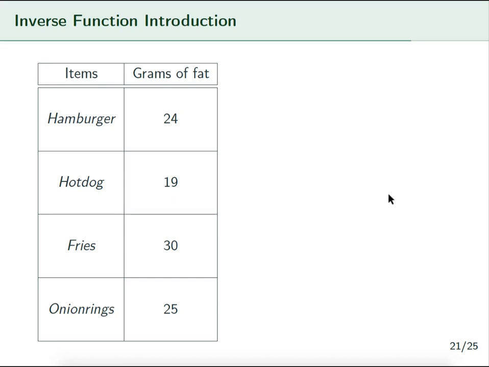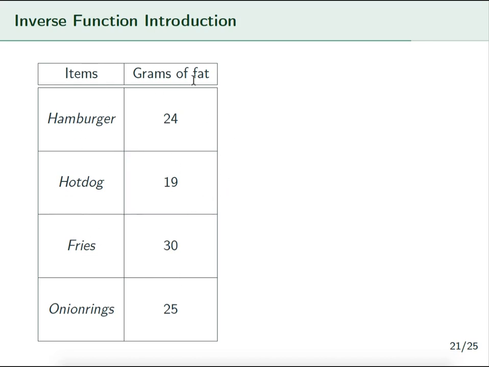So this table represents a function. Each item is assigned to only one value, one output quantity, and output quantity here is grams of fat in each food item. So hamburger has 24 grams of fat, hot dog 19, fries 30, onion rings 25. So this table represents a function.